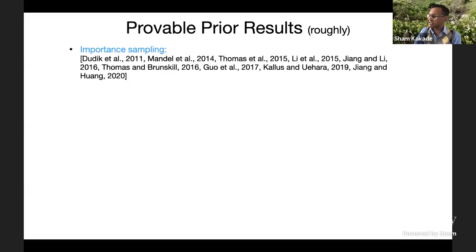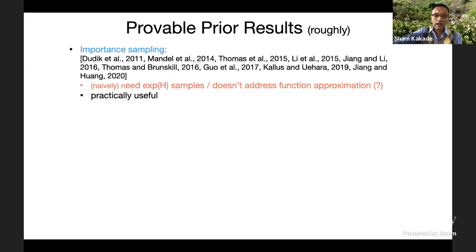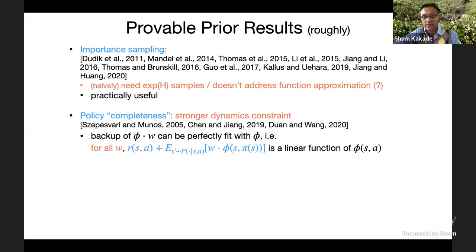Probably the largest amount of work in this setting was with regards to importance sampling. Here, we know that naively you need exponential in H samples in this broader set of offline RL using importance sampling. It's hard to put function approximation in this framework. That said, importance sampling is pretty honest and works quite well in practice, but it's pretty hard to get past this exponential in H barrier with it.